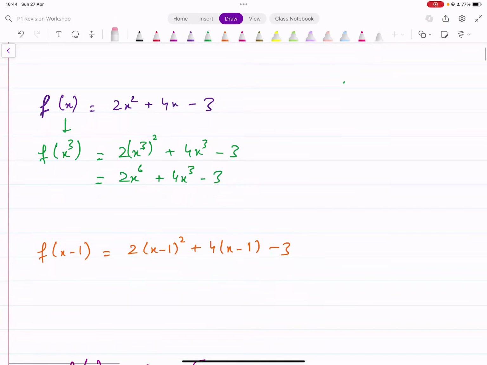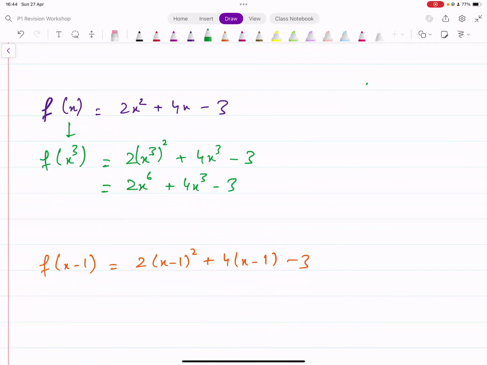Okay. Similarly, if you wanted to evaluate f of x minus 1 in this case, all you have to do is just replace x in this function with x minus 1, and then you simplify that, you get the expression for f of x minus 1. Okay, so that's how function notation works.